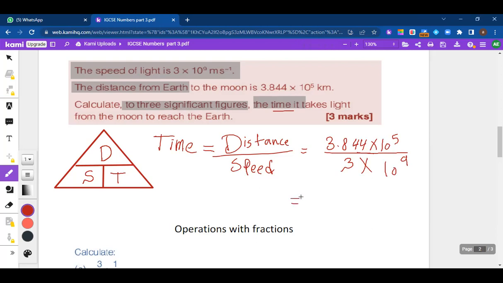Any help? Calculator, guys. It is 1.28 times 10 to the negative 4. There are many digits. 1.281, 3, 3, 3, many threes, times 10 to the negative 4.